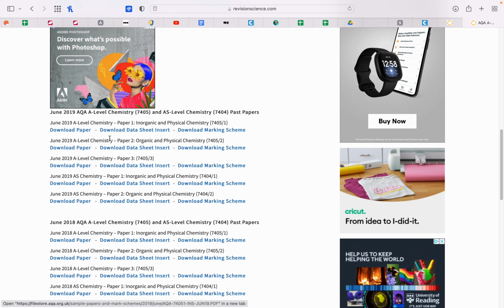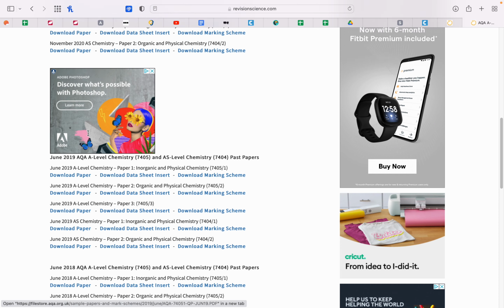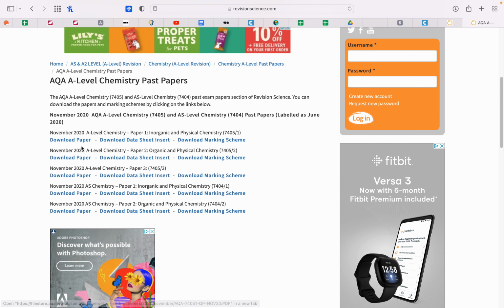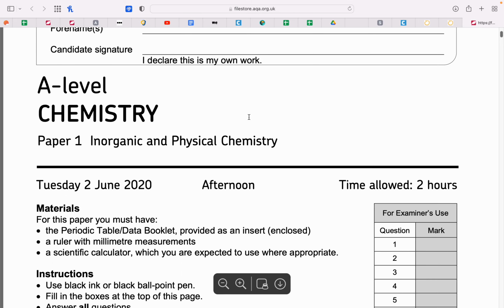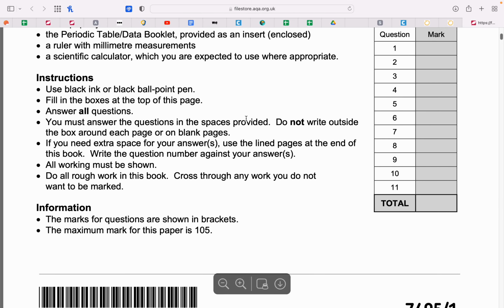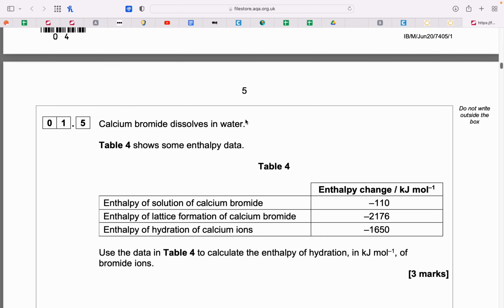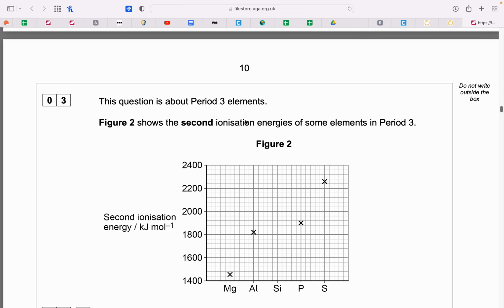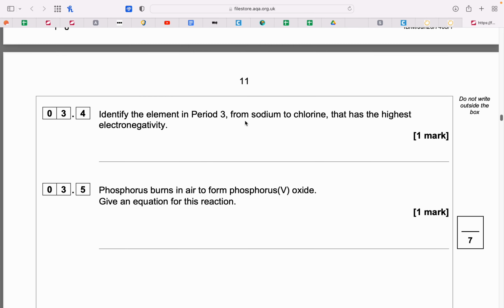Okay, so let's say I'm working with paper 1, inorganic and physical chemistry. Right, and let's say I decide to start off with the 2020 A-level paper, right? So there we go. So there's the paper over there. And what I'm going to do is, let's say I like a particular question, okay? And let's say I like this question over here.